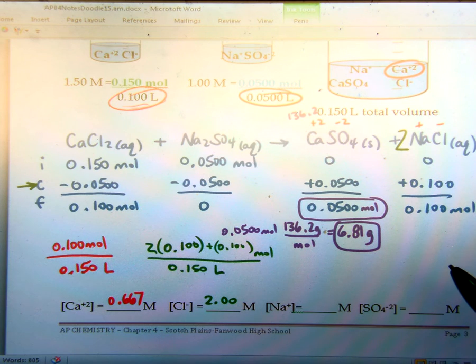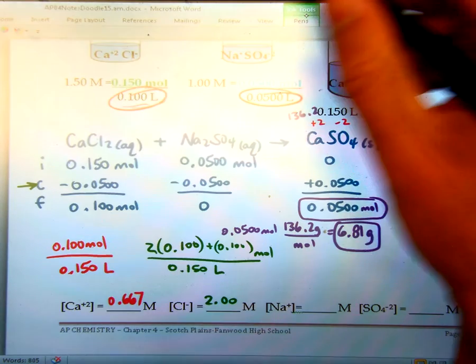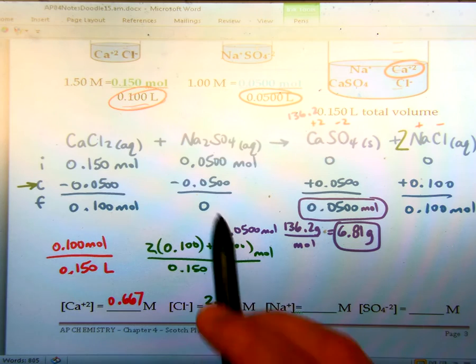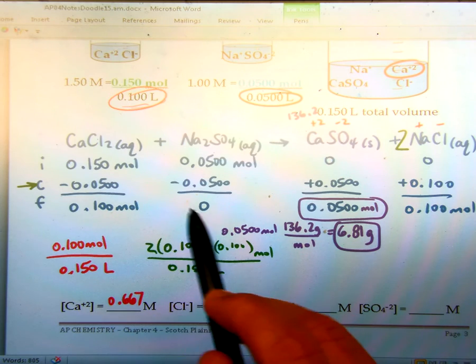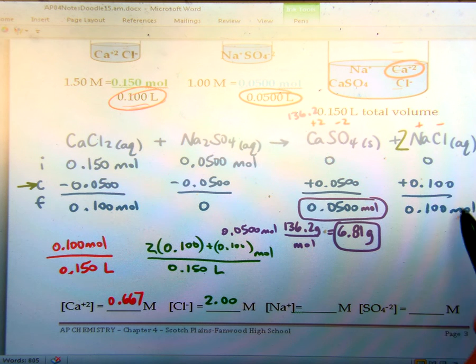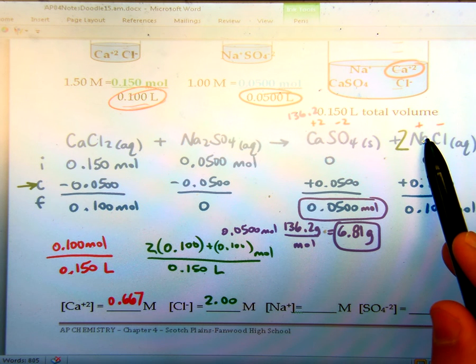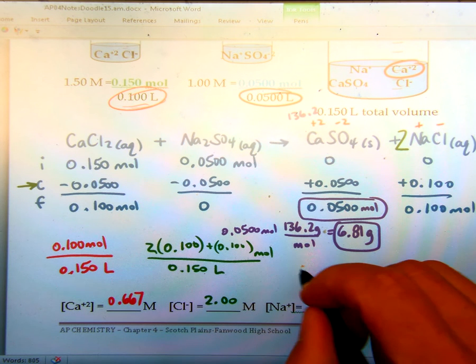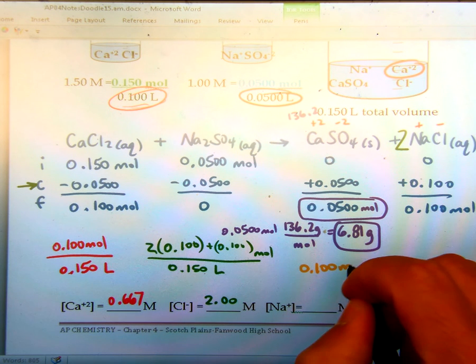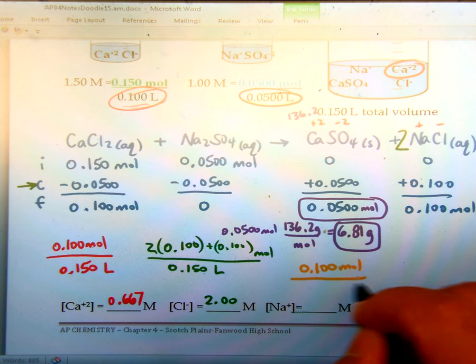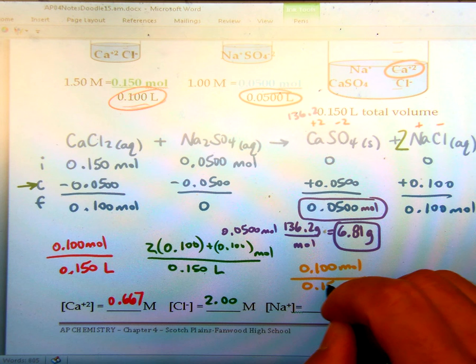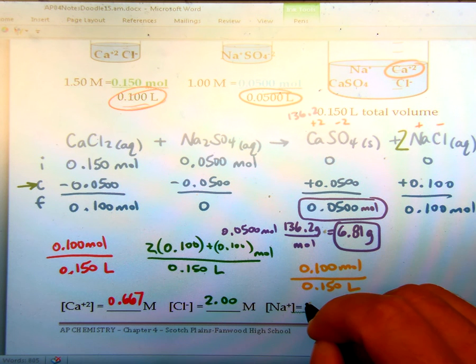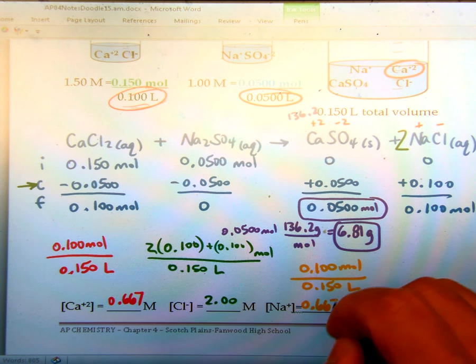Next, we're going to look at sodium. Sodium is left over not at all right here because it was the limiting reagent, and it is over here. Now, bikes and tires, there's only 1 sodium in here, so that means 100 NaCl's would have 100 sodiums. So this is going to be 0.100 moles of sodium over the 0.150 total volume. Again, that's 2/3, so that's 0.667.